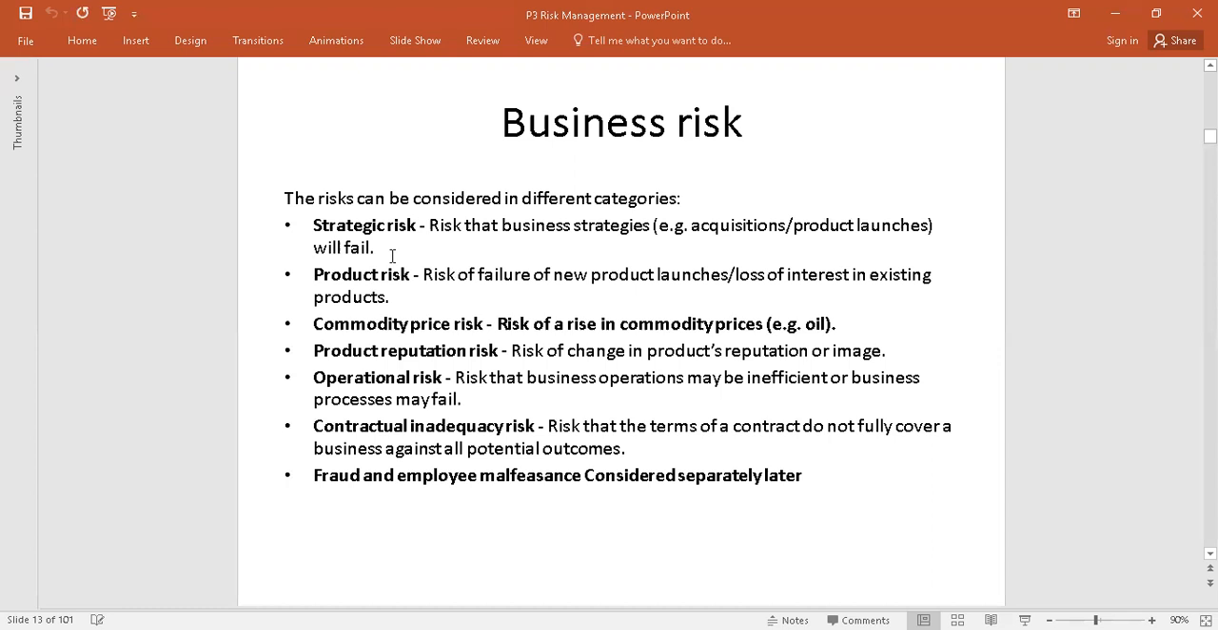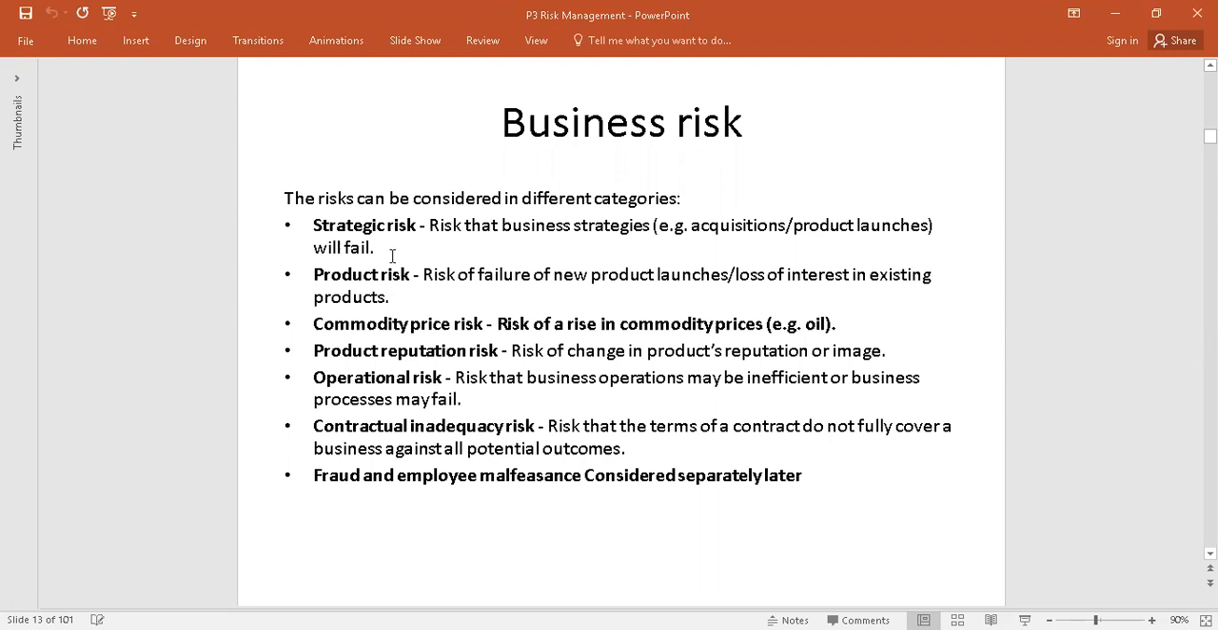Operational risk. Strategic level is at the planning level; operational is about implementation. Risk that business operations may be ineffective. At the time of implementation, at the operational level, if there is a failure, they may not be implementing it effectively, and therefore if there is any kind of loss that happens, risk that business operations may be inefficient, or business processes may fail, they may not be able to implement as planned. So any kind of loss that happens or risk that arises, we refer to as operational risk.